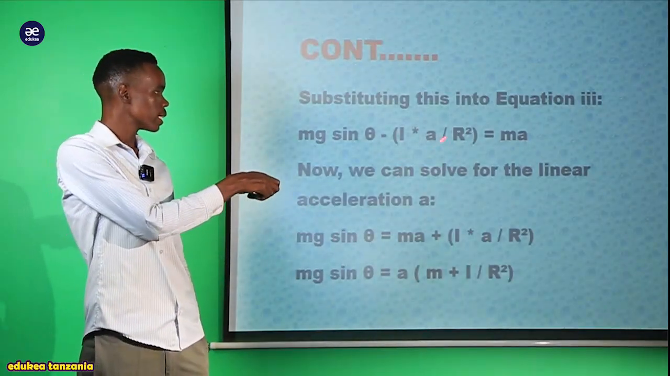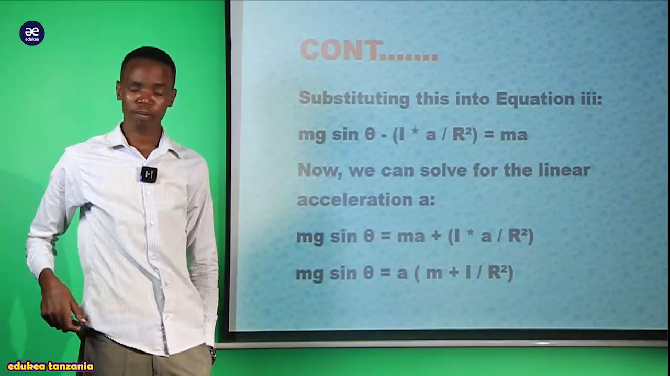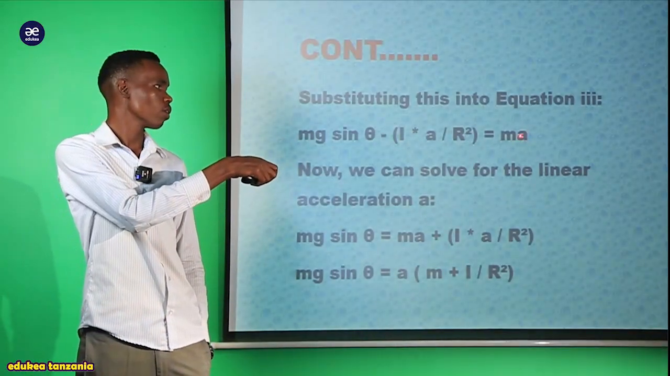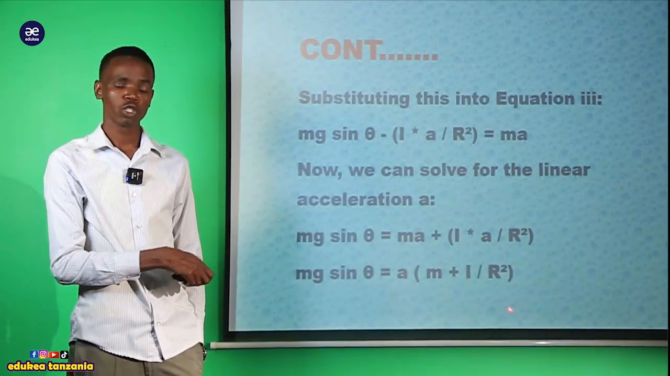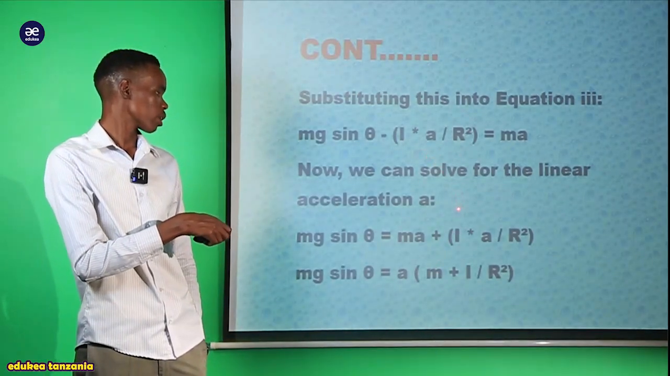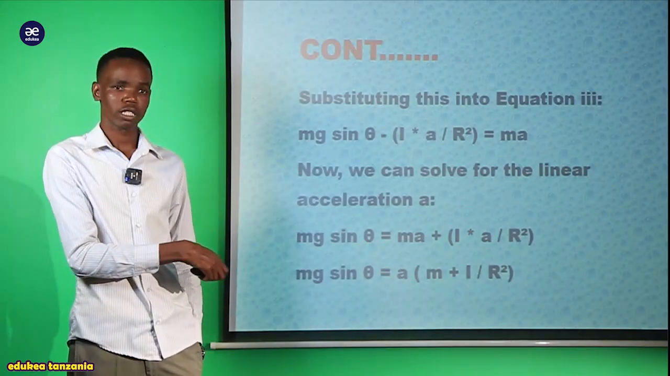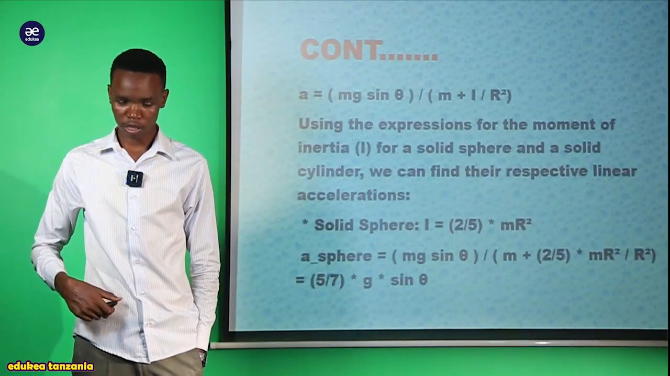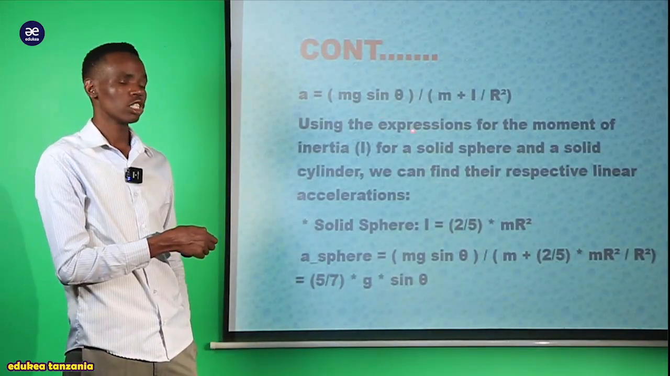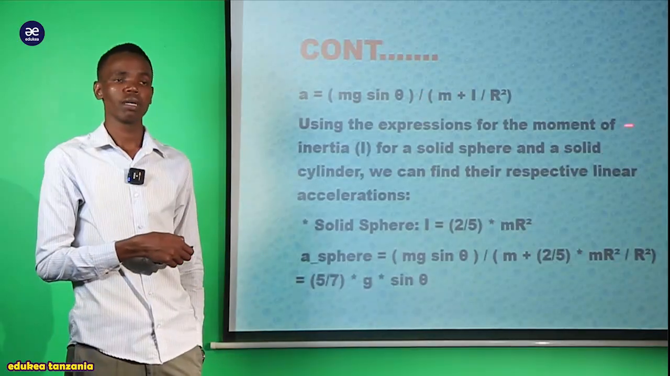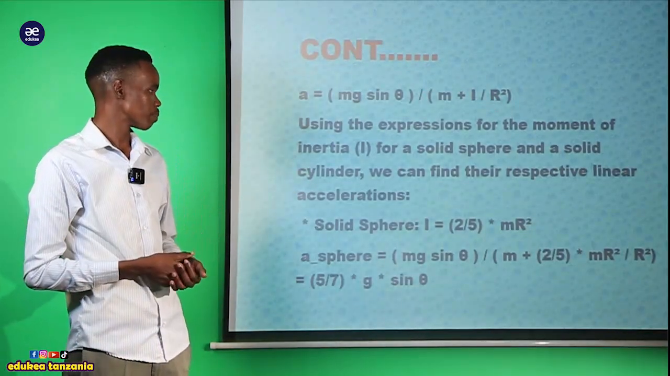Now after this, you take this value here because they have the same acceleration as that one, and put it into the right side. Taking it to the right side, we add. In the end we factor out the acceleration so as to make it the subject. After factoring out and making it the subject, we get the formula acceleration equals mg sin theta divided by m, then we add I divided by r square.